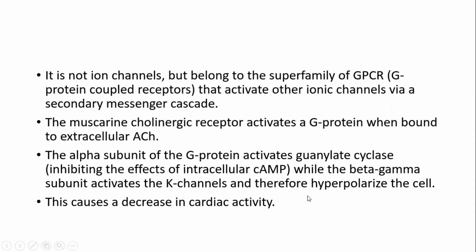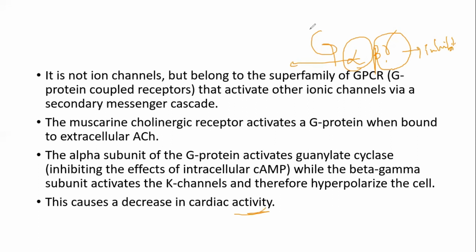Just remember this much: the GPCR has again 3 subunits. Okay? GPCR has alpha, beta, gamma; alpha is together and beta gamma is together. If alpha gets activated then it is stimulatory, if beta gamma gets activated then it is inhibitory. Okay? Remember this much. Okay, so this is also responsible for the decrease in the cardiac activity.